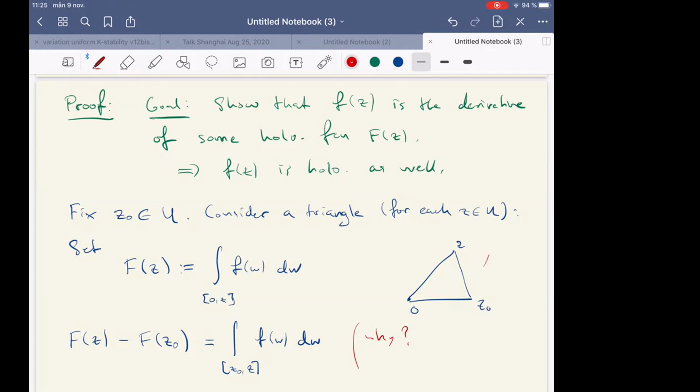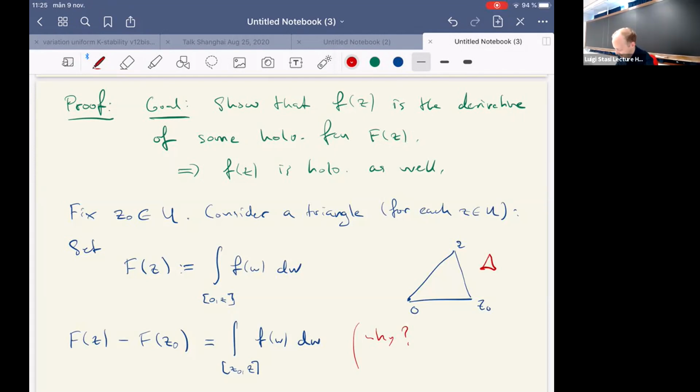Because it forms a closed path and the integration over the closed path is 0. Exactly, thank you. So the reason is that the integral of this function over all of this triangle here is equal to 0, and this is by hypothesis, right?